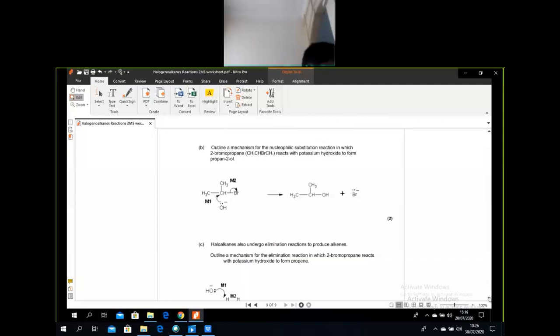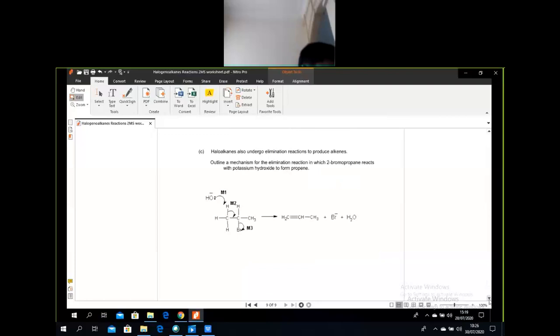And then this one, a halogenoalkane can undergo an elimination reaction to form an alkene. So the halogenoalkane becomes an alkene, we discussed this also previously. Okay, so this is the discussion of the worksheet.